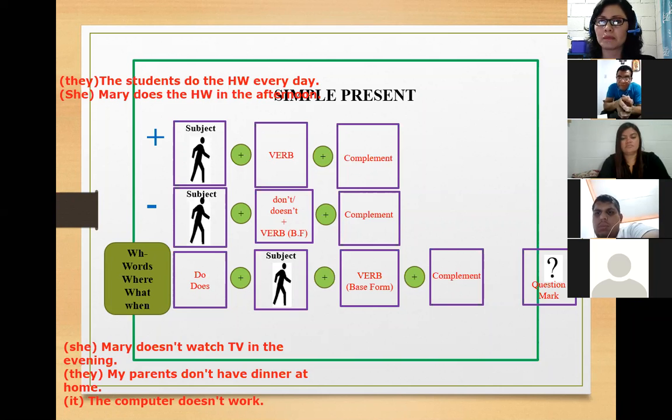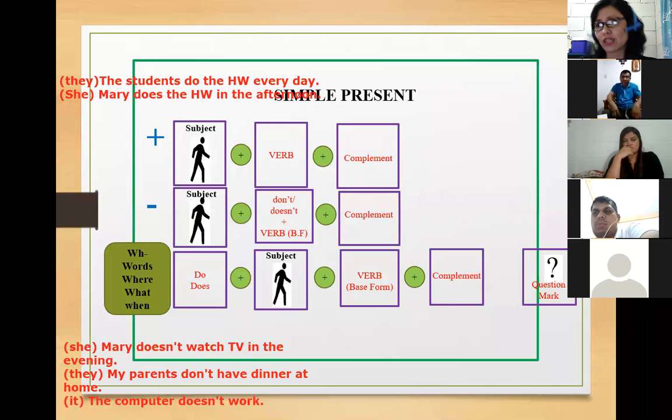Ok, vamos a ver. When it comes to questions, vemos acá los elementos, ¿ok? Si ustedes se fijan, hay un switch entre el auxiliar y el subject. So, this auxiliary comes at the beginning. After the auxiliary, I got the subject, ¿ok? And then I got my verb, the complement. Y lo último que no debe faltar, chicos, es el question mark. Sin el question mark, yo no tengo una pregunta.